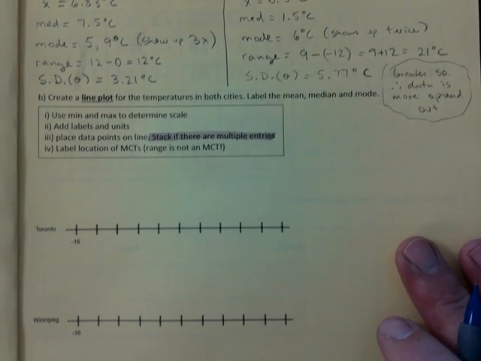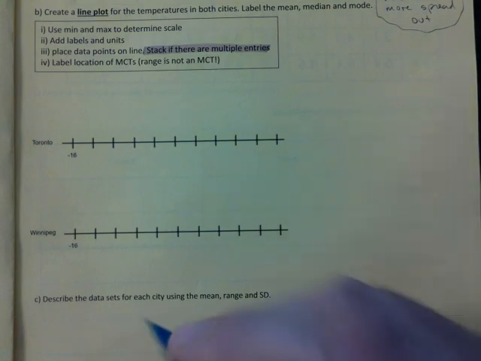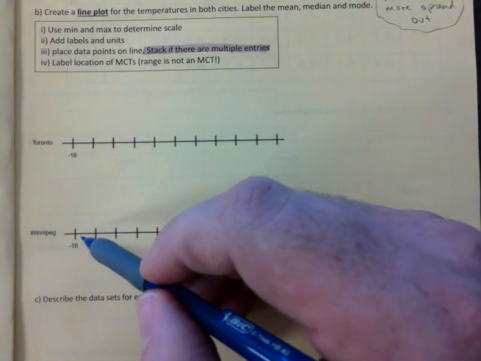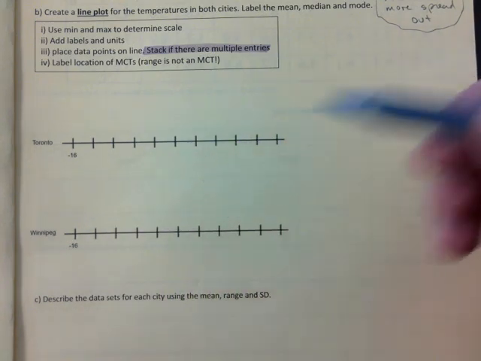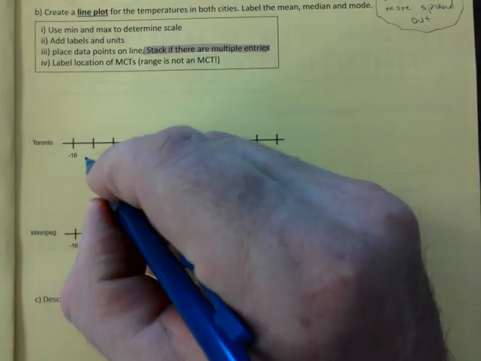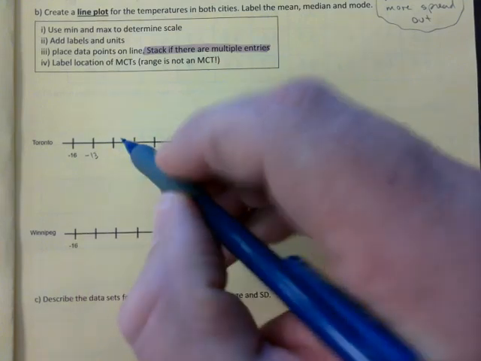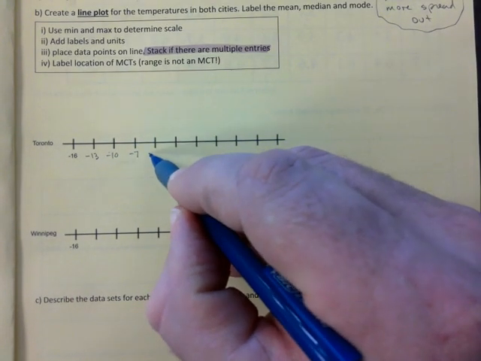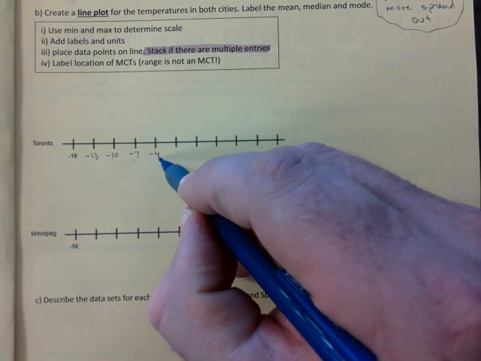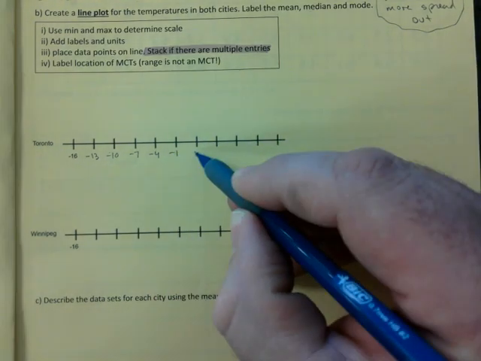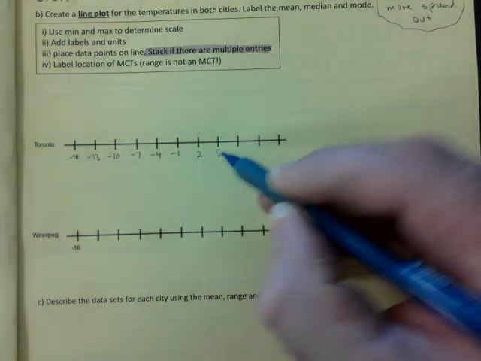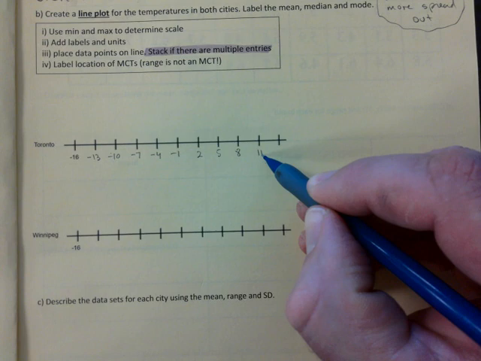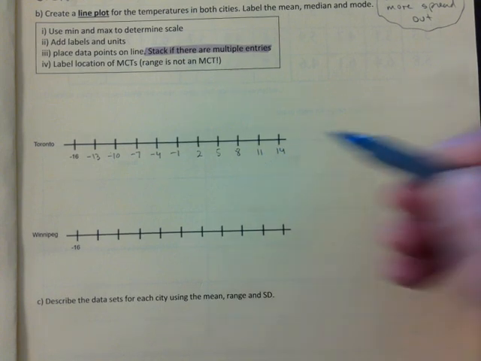I'm going to ask you, for this purpose, we're going to use the same scale. I'm going to start from -16, and I think I'm going to go up by 3 degrees. So we're going to go -13, -10, -7, -4, -1, 2, 5, 8, 11, 14.